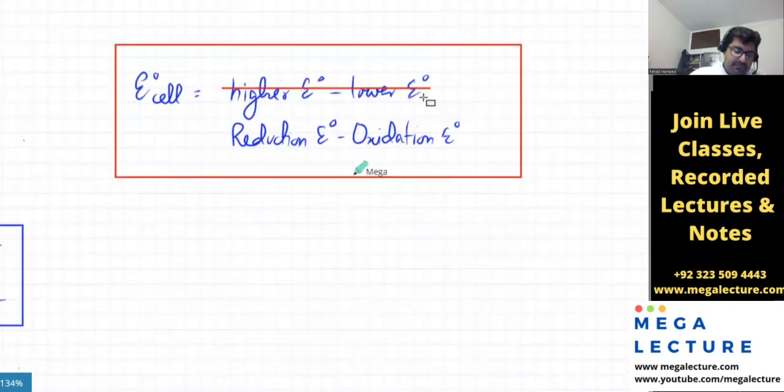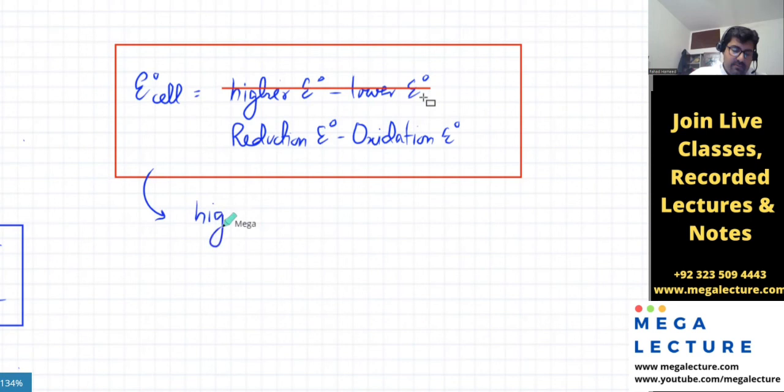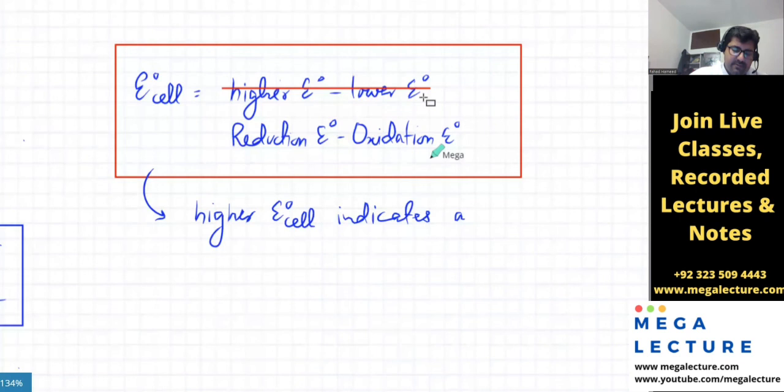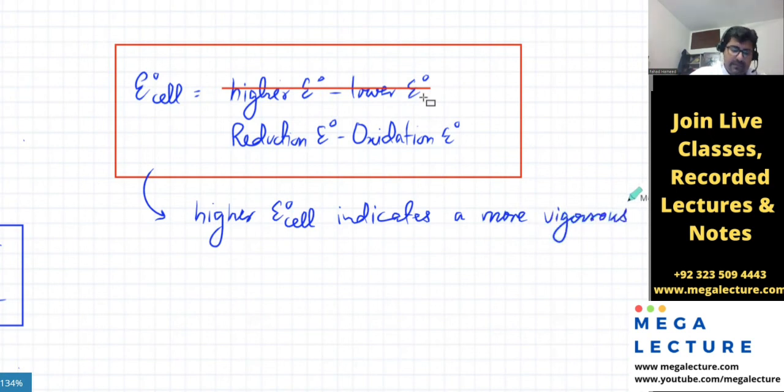Okay, so higher E naught cell indicates a vigorous reaction, a feasible reaction. Yeah, more vigorous or feasible reaction.